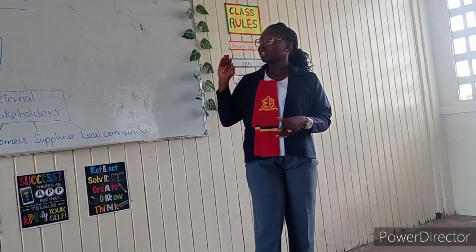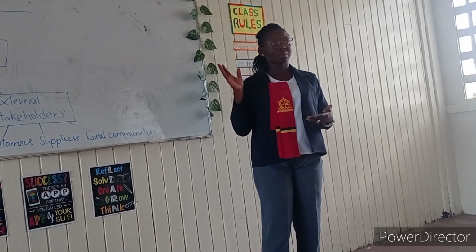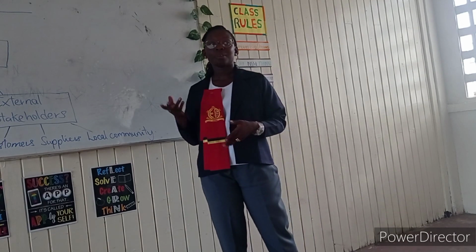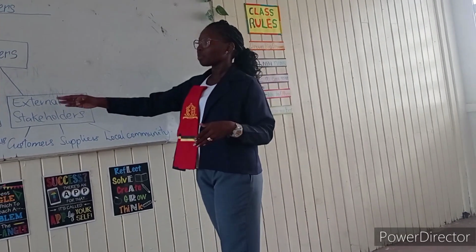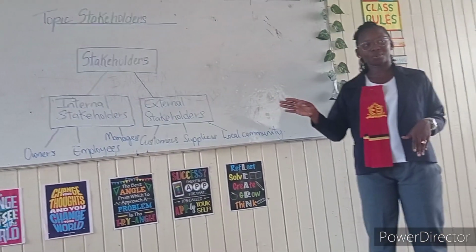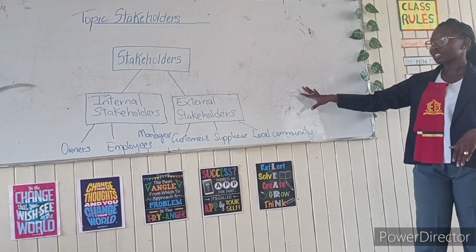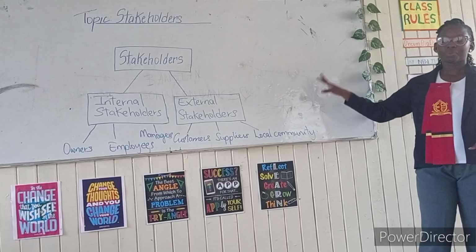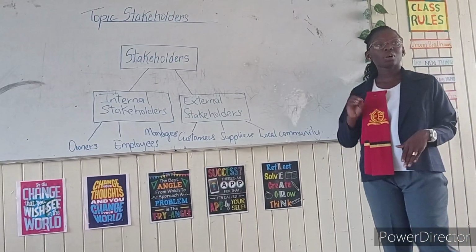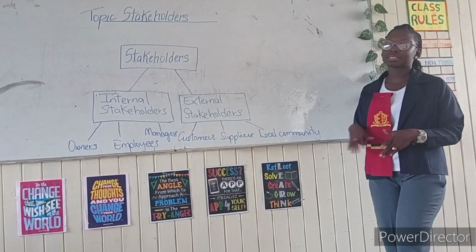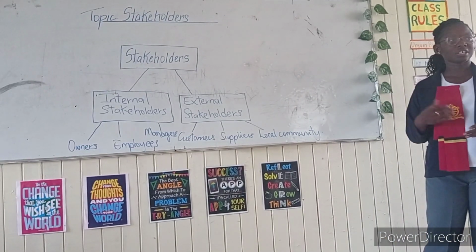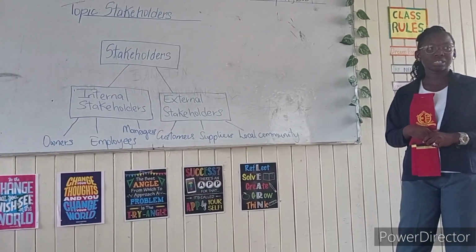So, looking at our stakeholders, we know that a stakeholder is a person who has an interest in the business. And we know that stakeholders are separated into two types. We have our internal stakeholders and we have our external stakeholders. Our internal stakeholders are the owners, the employees, and the manager of the business, and the external stakeholders are customers, suppliers, and local community.